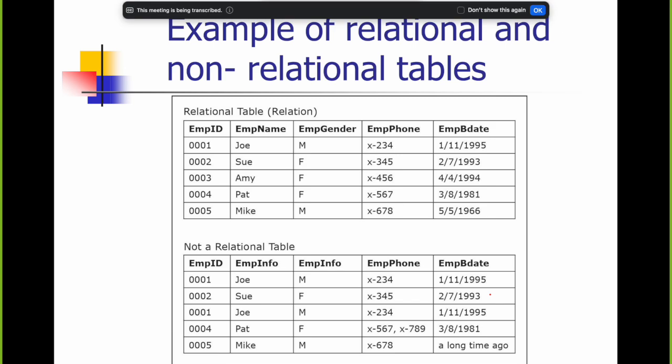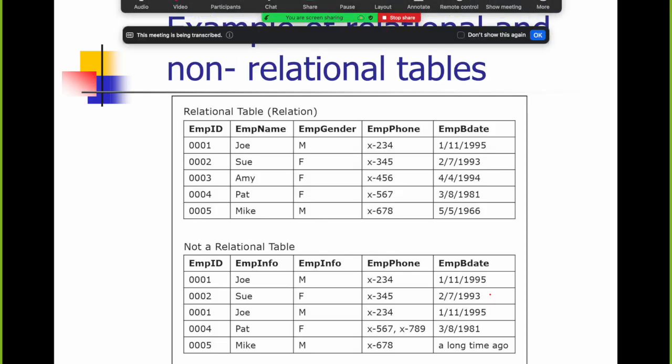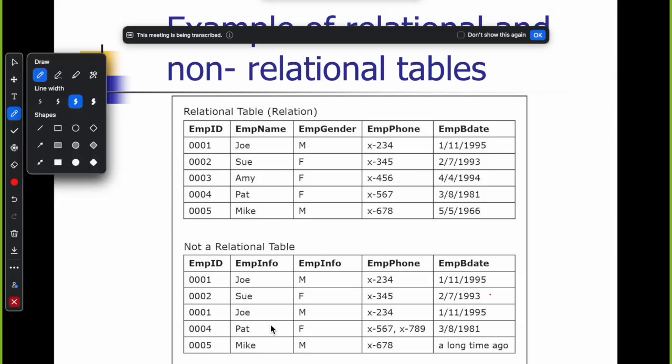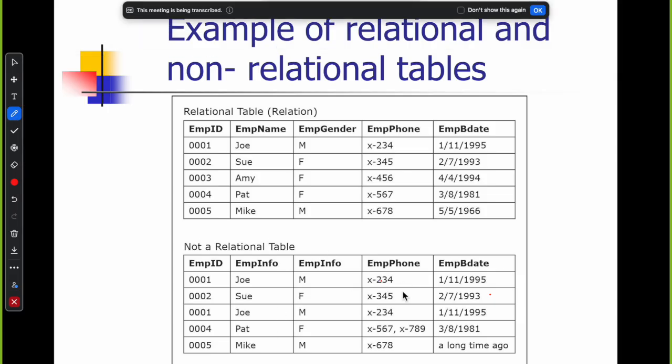Now, another issue, employee phone number. For employee ID 0004, as you see in the fourth row, we stored multiple values in one cell, which is not correct. We also mentioned that we cannot have this. You cannot store two values in one cell.